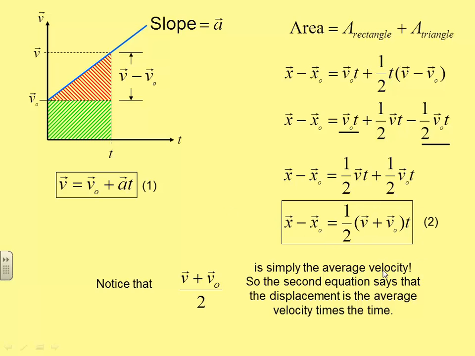Now, why do we even need a second equation? Why isn't this equation good enough? Because notice it has different quantities. The original one relates the final to the initial velocity, the acceleration, and the time. This one relates the displacement, your change in position, to final plus initial velocity and the time. So a whole different set of variables there.